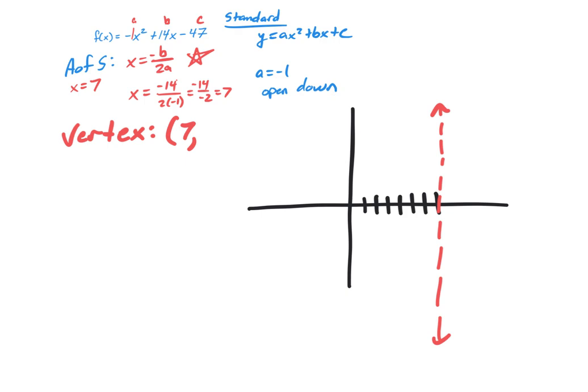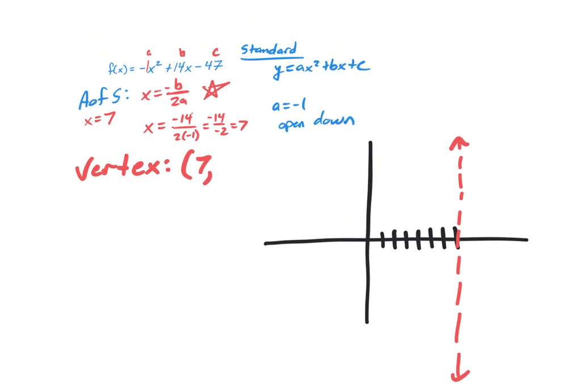How do you suppose we can find the y value of the vertex if I know the x value? For any equation, if I know the x value, how could I find the y value? Plug it in. Yep, that's all there is to it. Okay, so I'm going to go back to my original equation, and I want to evaluate that function at 7. So we're going to do -1 times 7 squared plus 14 times 7 minus 47.